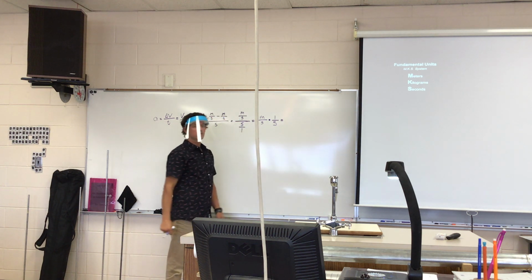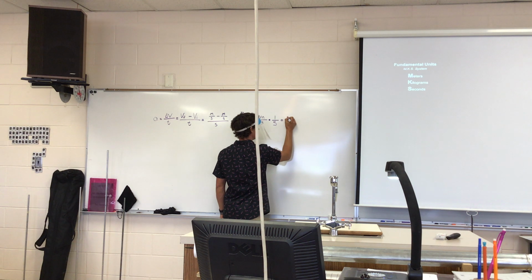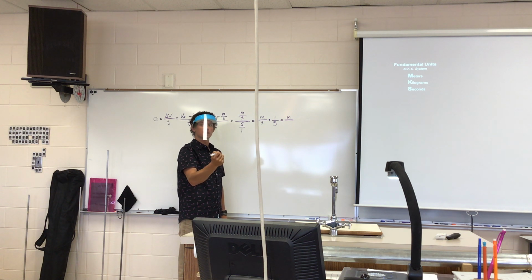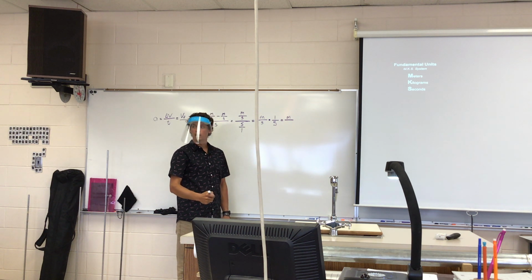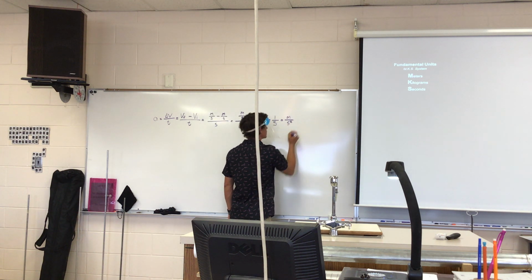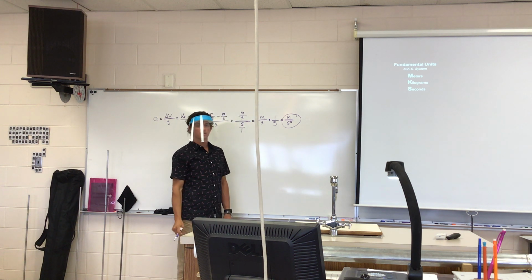And then you just multiply. Okay, so meters times 1 is meters. Seconds times seconds, seconds squared. Is it 2s or seconds squared? Oh, seconds squared. It is seconds squared. Okay? And that is the SI unit for acceleration that we will use all the time.